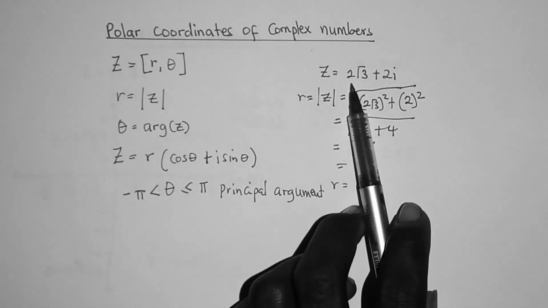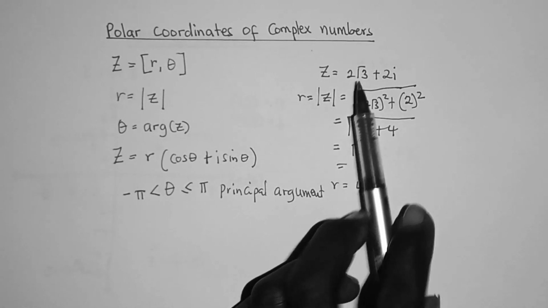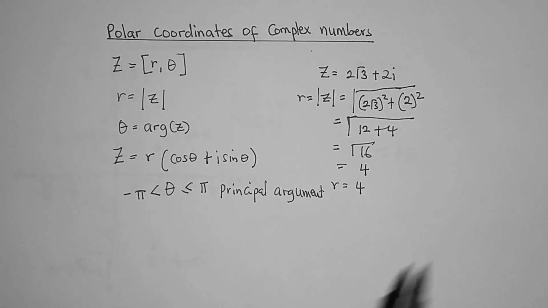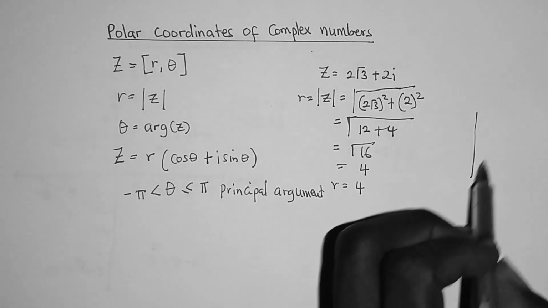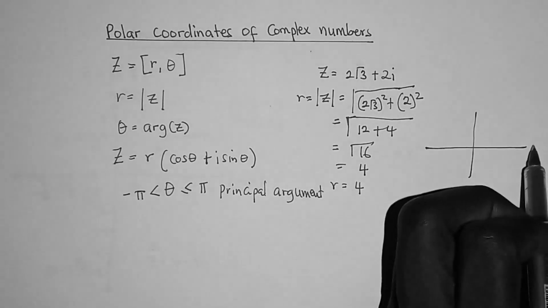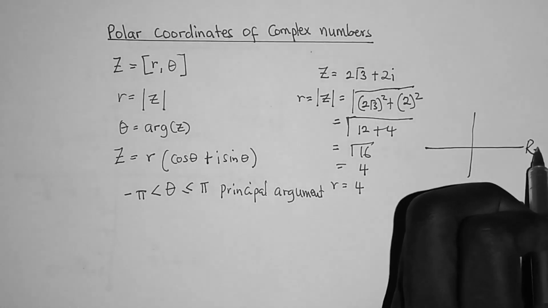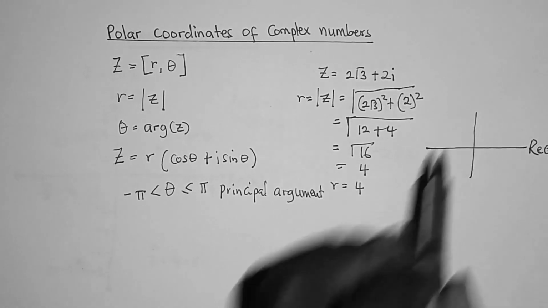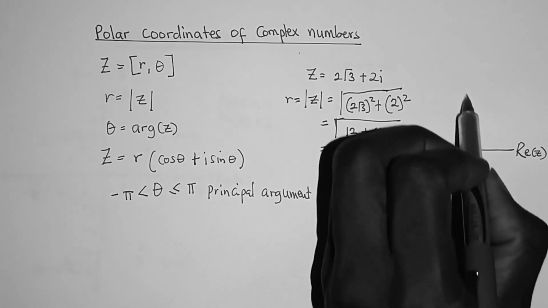But we can only find theta if we sketch this complex number in its Cartesian form. So let's sketch the complex number. So this is the real axis of z, and this is the imaginary axis of z.